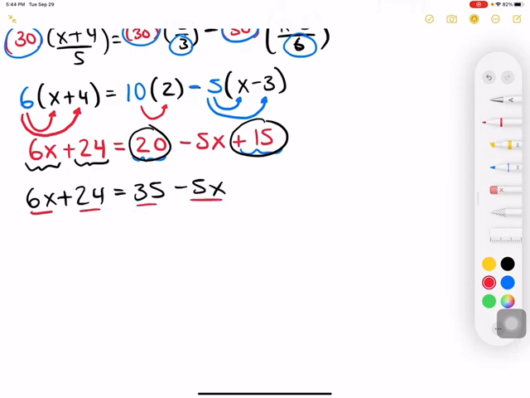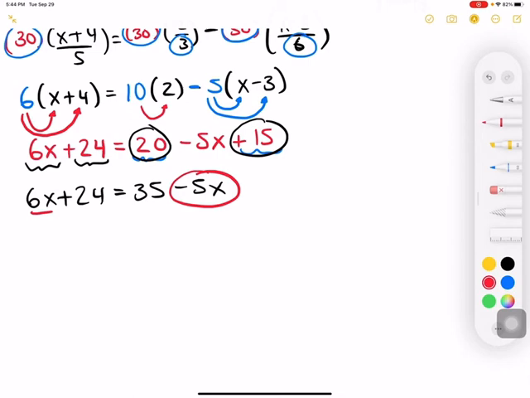So I have to send all the letters to one side, and I'm just going to choose. It makes no difference. You can send it to the other side, but I'm going to try to send all the letters to the left side. So I already have one letter on the left side, which is the 6x. I have to send my negative 5x to the left side of the equation.